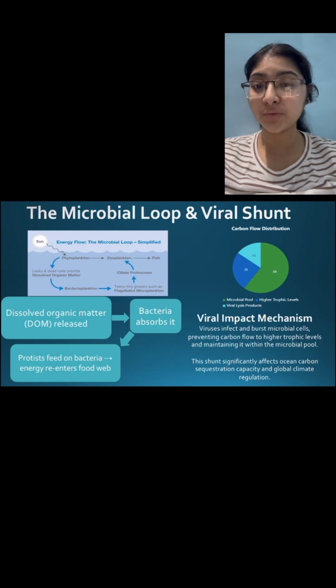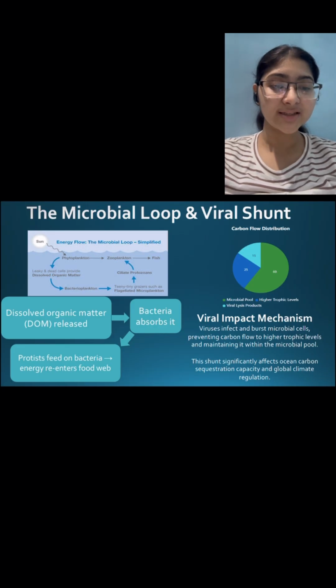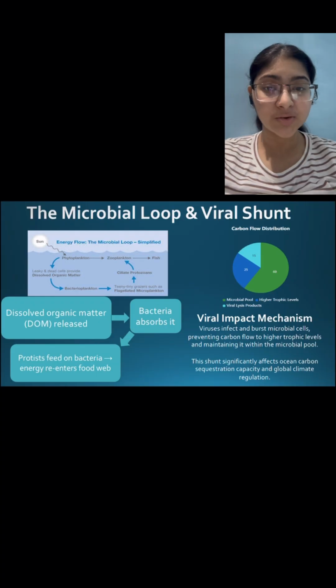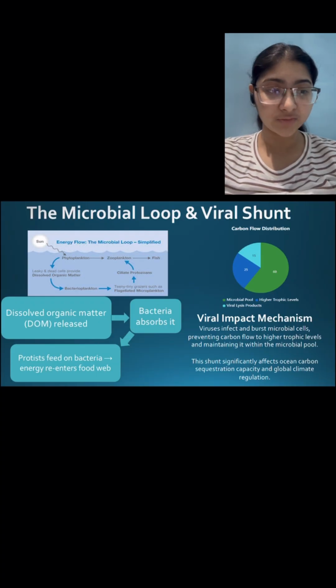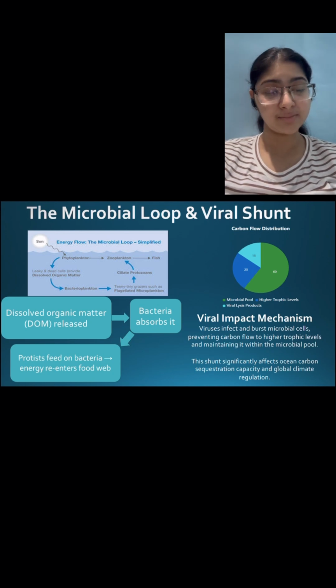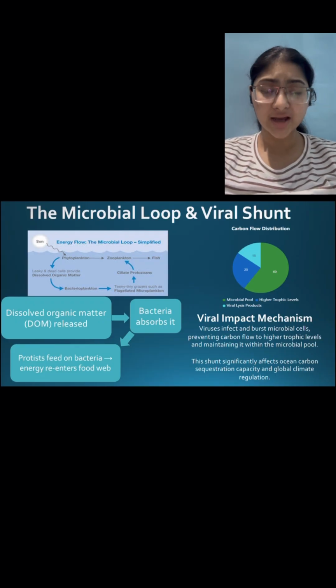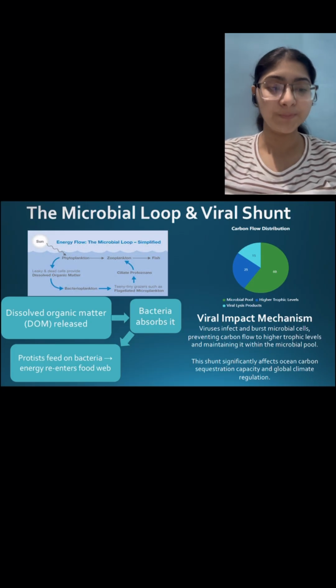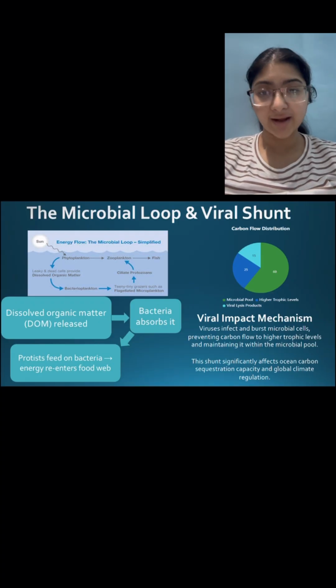Next we have the microbial loop and the viral shunt. We can see that dissolved organic matter, also known as DOM, is released in the ocean water and the bacteria absorb it. Then the protists feed on the bacteria, energy re-enters the food web, and this is how the microbial loop goes on. The impact of this mechanism is that viruses infect and burst microbial cells, preventing carbon flow to higher trophic levels and maintaining it within the microbial pool. The shunt significantly affects ocean carbon capacity and global climate regulation.